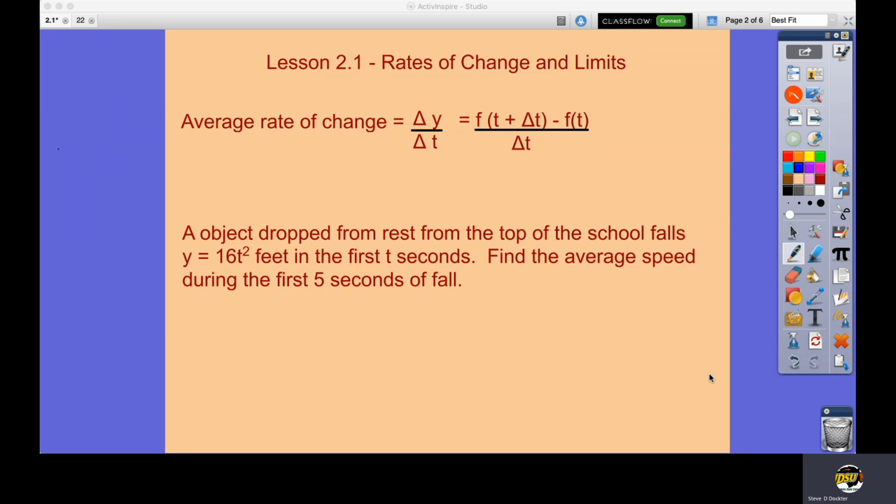So, for example, this first equation that we have up here, average change equals that triangle means change in y over change in t, and the change in y equals f of t plus the change in t minus f of t all over the change in t. Now, use what you already know. That should sound like an equation that you already know, believe it or not.